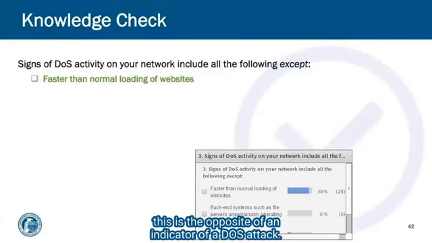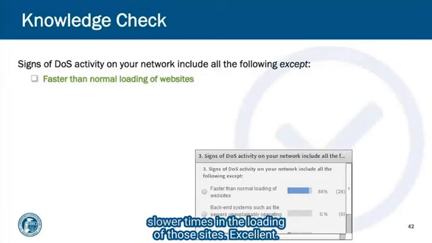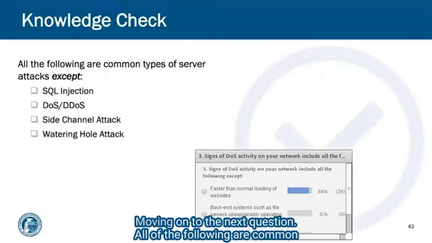Actually, this is the opposite of an indicator of a DOS attack. Things will mostly slow down a lot, so there'll be much slower times in the loading of those sites. Excellent. Moving on to the next question.